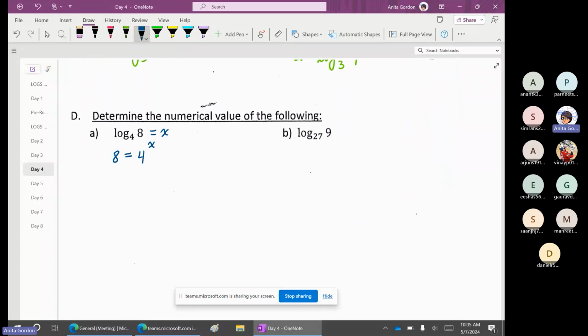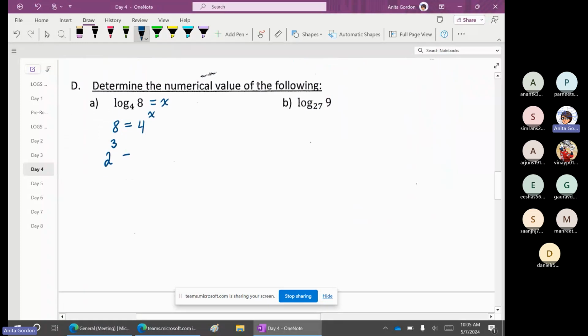I can rewrite this so that I have an exponent with the same base. What do these two both have in common? Yeah, we can rewrite these as powers of 2. 8 is 2 to the power 3, and 4 is 2 to the power 2. And then I can use my power of a power rule, right? This is 2 to the 3 equals 2 to the 2x.